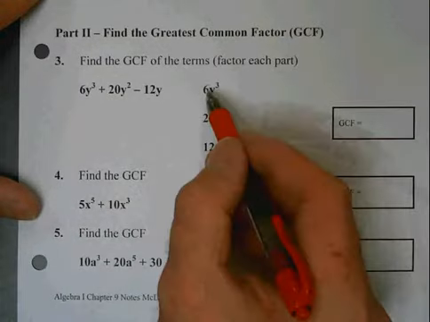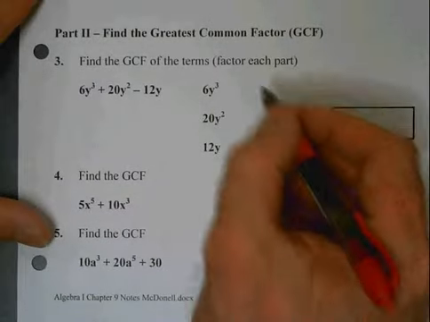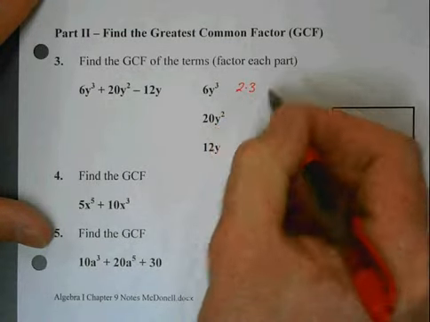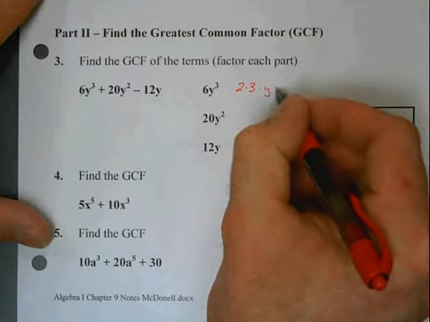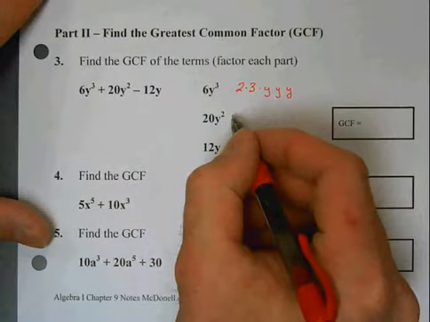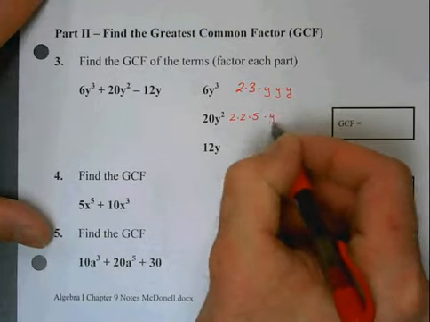Now, some of you may have thought about greatest common factors just in terms of numbers. We want the largest number that goes into both. Depends how you approach this. Sometimes I'll approach this in this manner, and I'm going to factor out these numbers. 6y cubed is 2 times 3 times y times y times y. 20 is 2 times 2 times 5 times y times y.